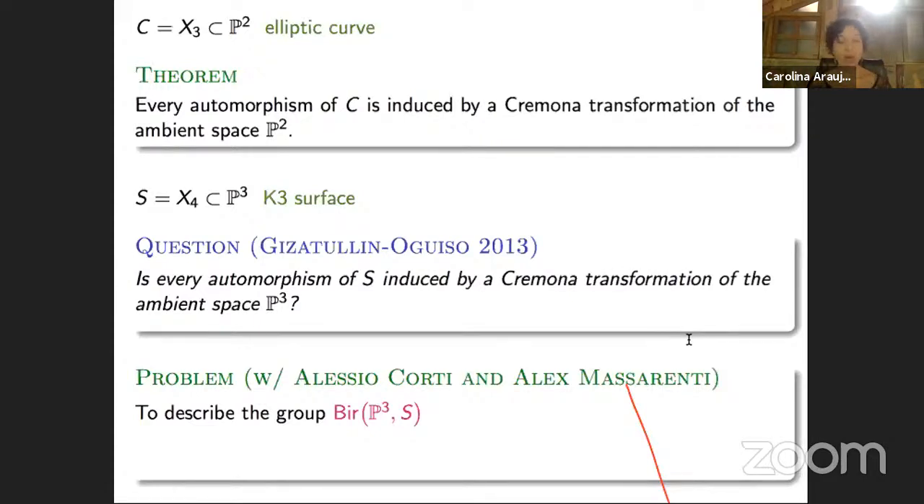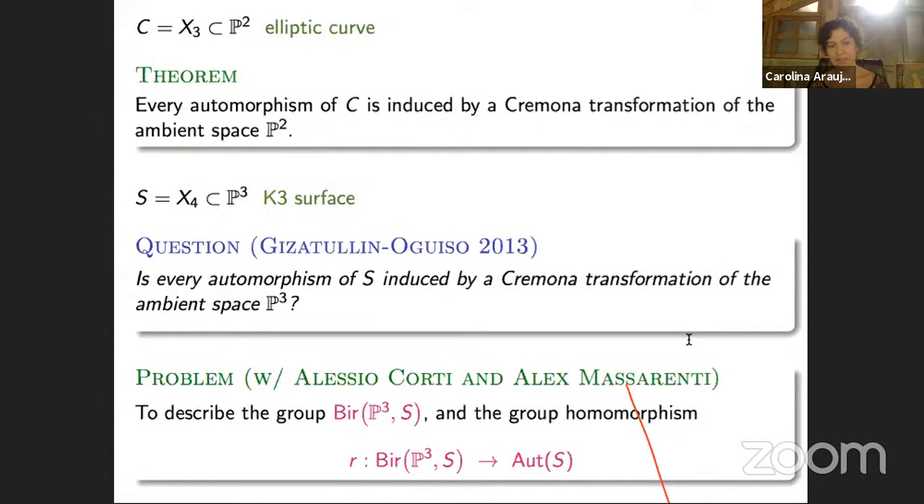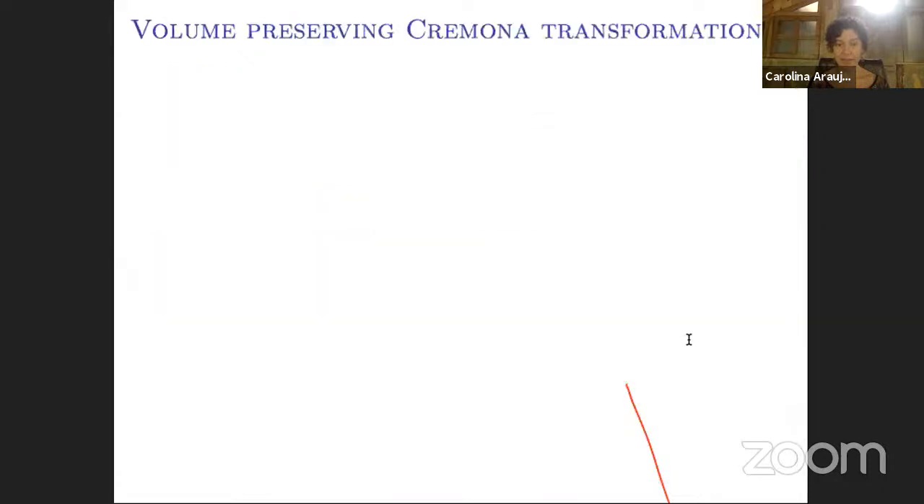This is a problem that I have been investigating together with my collaborators Alessio Corti and Alex Massarenti. We've been trying to understand the group of birational transformations of P3 that stabilize the quartic surface S. Once we have this, we have a restriction homomorphism from this group of Cremona transformations that stabilize S to the automorphisms of S. So we've been trying to understand these maps.